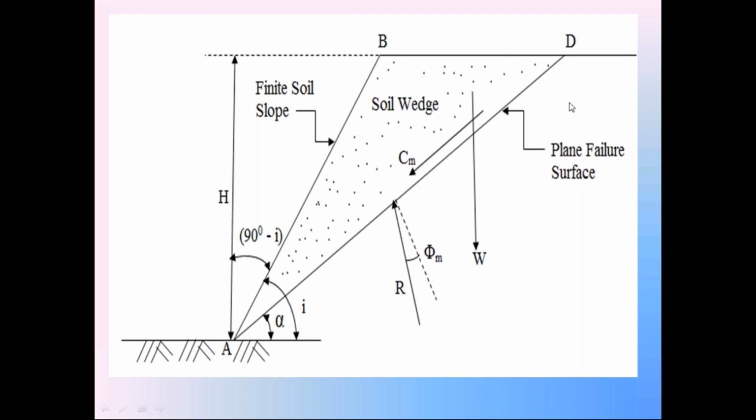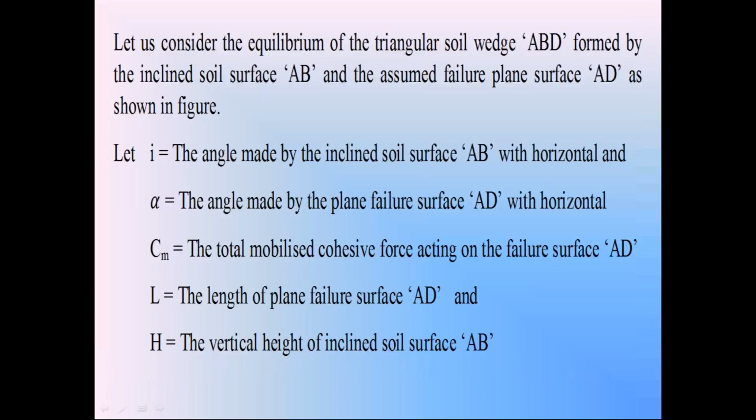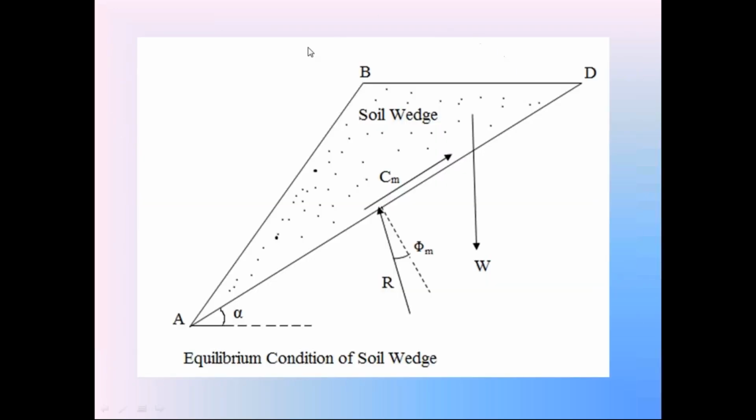So consider the free body diagram of the soil wedge ABD. This is the free body diagram. Observe this carefully, students. In the previous diagram, the soil wedge ABD applies the force Cm on the surface AD in the downward direction. Then according to Newton's third law, the surface AD applies the same force Cm on the soil wedge in the upward direction.